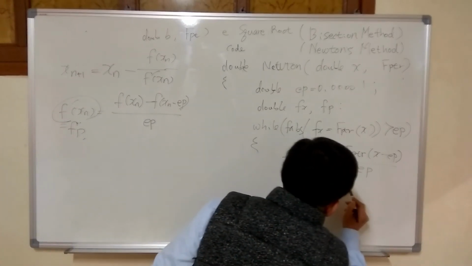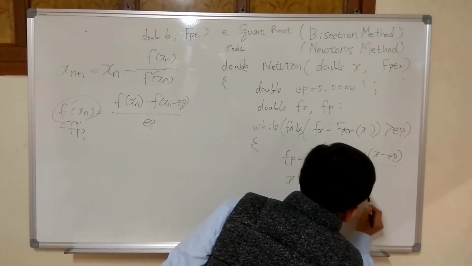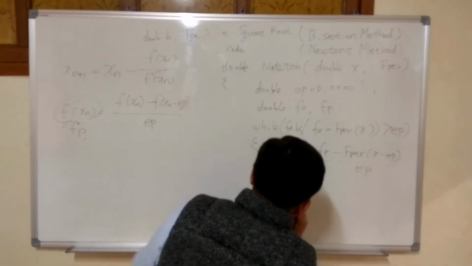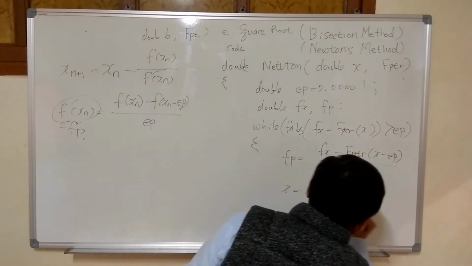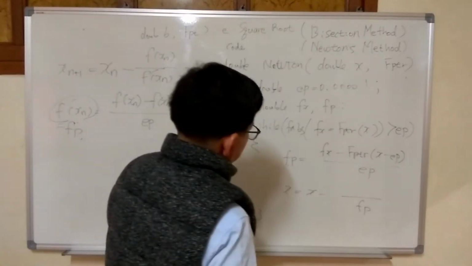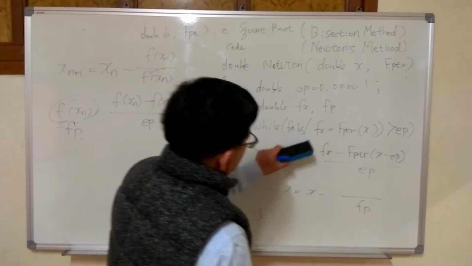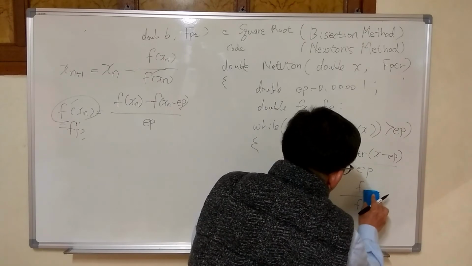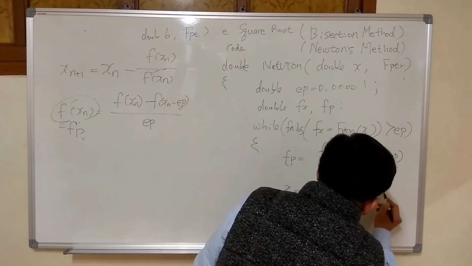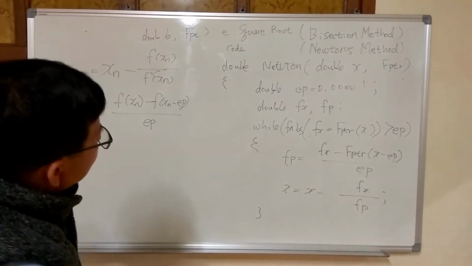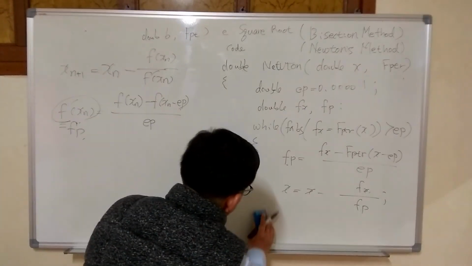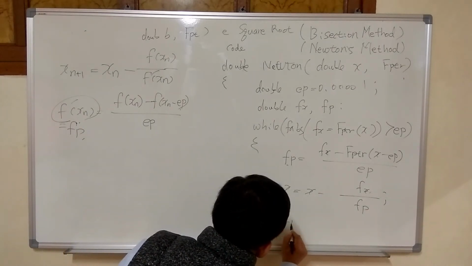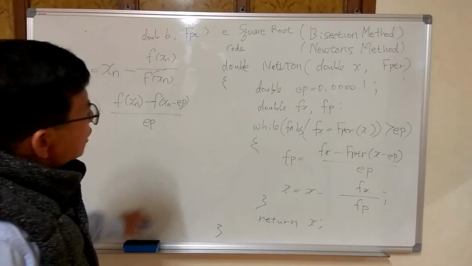The previous one, fp, right? fx, no. Because we already computed it here. Then we loop. Then close this block, return x. This is Newton's method.